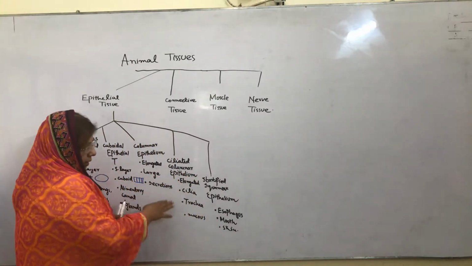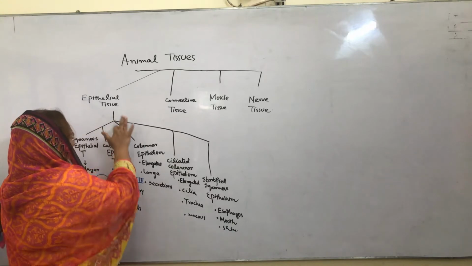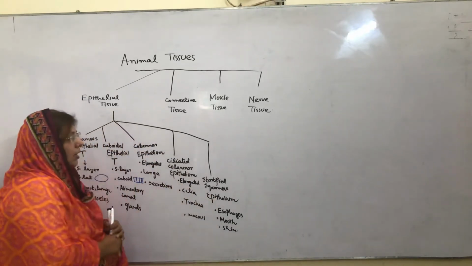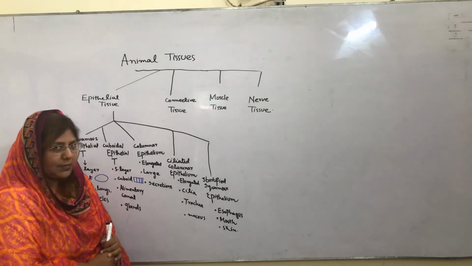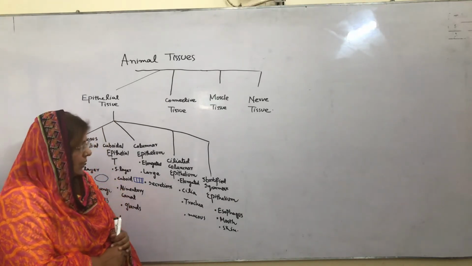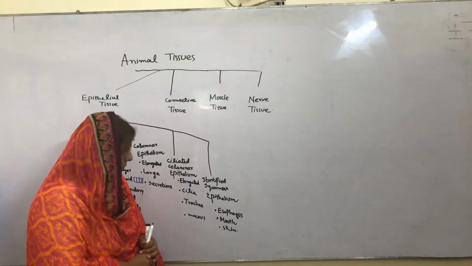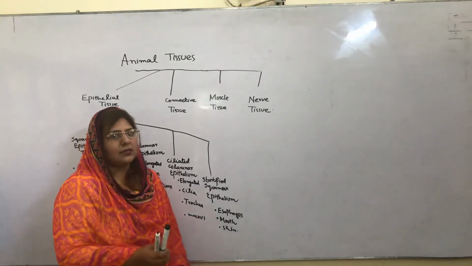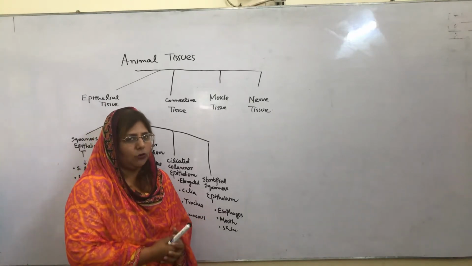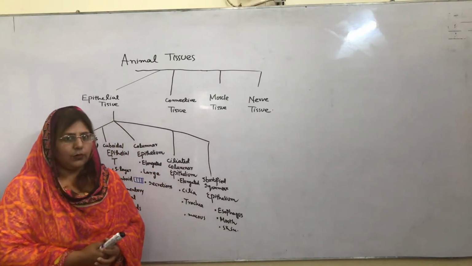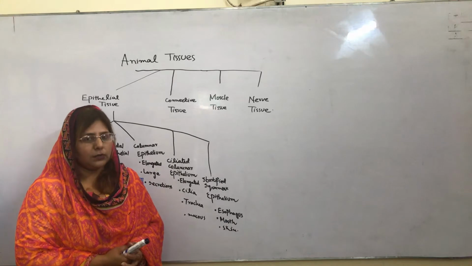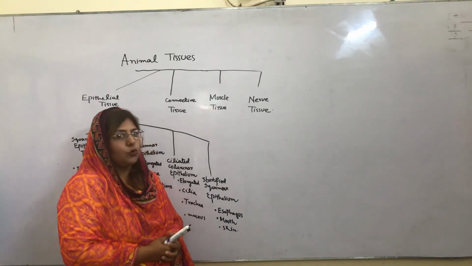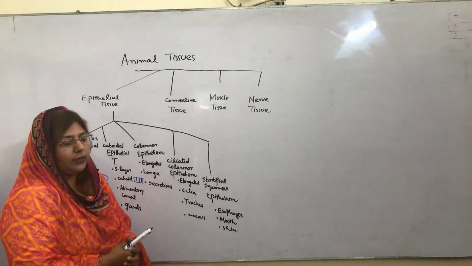The last type of epithelial tissue is stratified squamous epithelium. They are found in the esophagus, mouth and in our skin. And we also discuss the skin. The skin is a double layer part of our body. It protects our body from attack by pathogens. It also helps in sweating, so it maintains our body temperature.